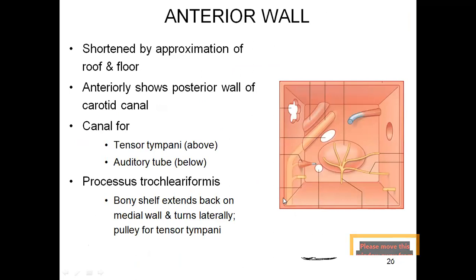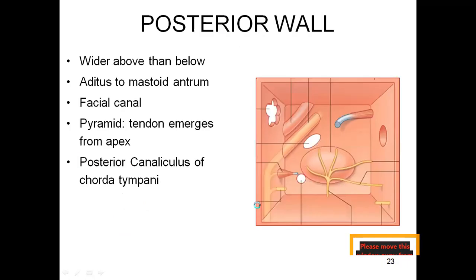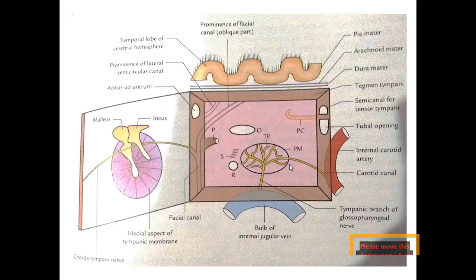Then there is a projection which is called processus trochleariformis, which is a bony shelf extending back on the medial wall. Okay, so this is our medial wall. That means the shelf is moving like this from the anterior to the medial wall, and then it is turning laterally, acting as a pulley for this muscle, that is tensor tympani. Okay, so we have photos from different textbooks.